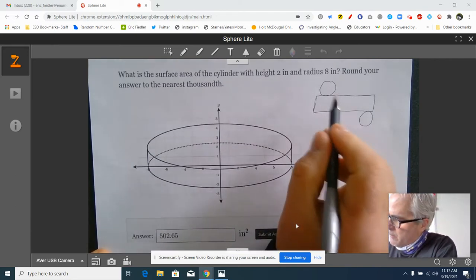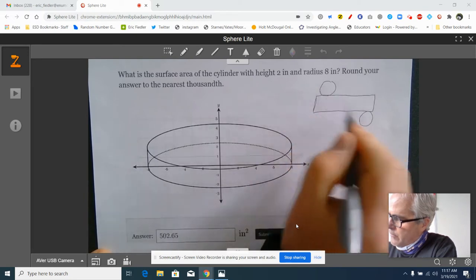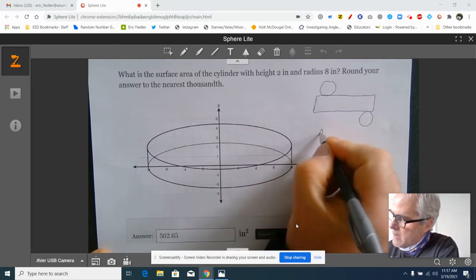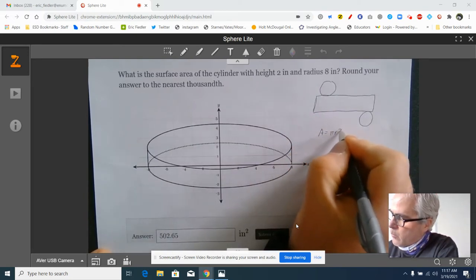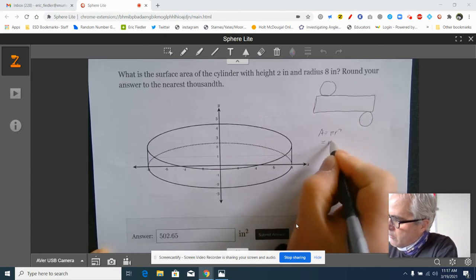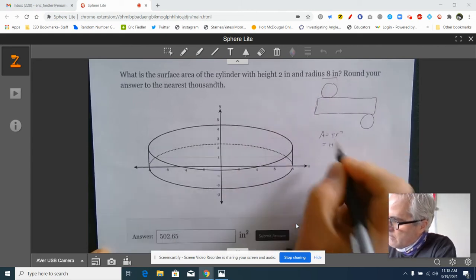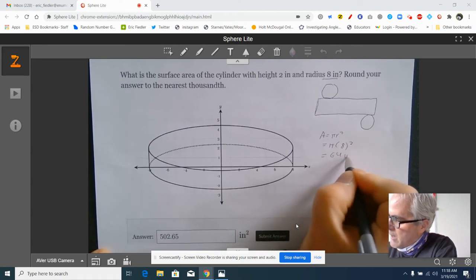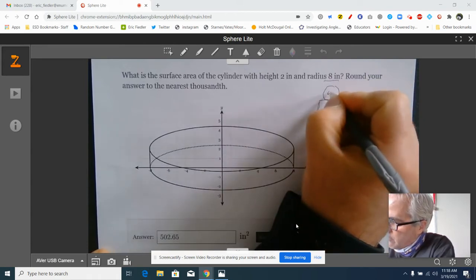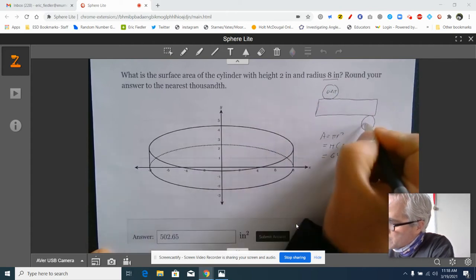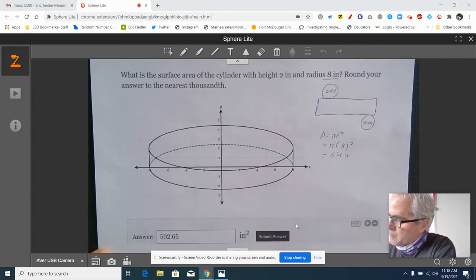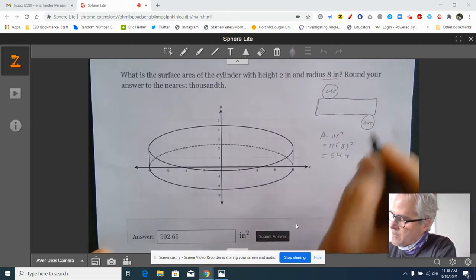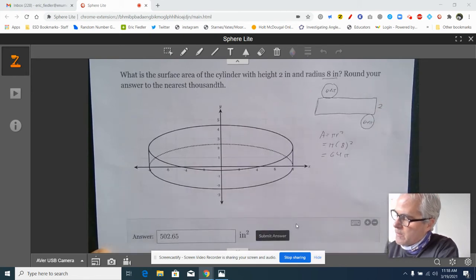So the top, these two things, the bases is what I was trying to say. A is equal to pi r squared. And the radius they said was 8. So 8 squared is 64 pi for one of those circles. So this is 64 pi down here. Then it says the height is 2. So the height is 2.